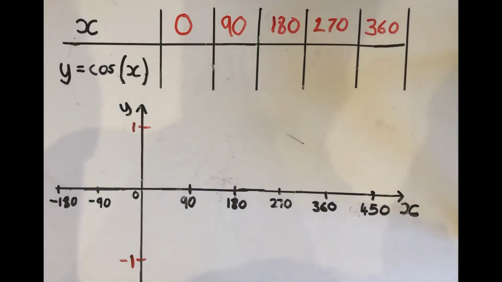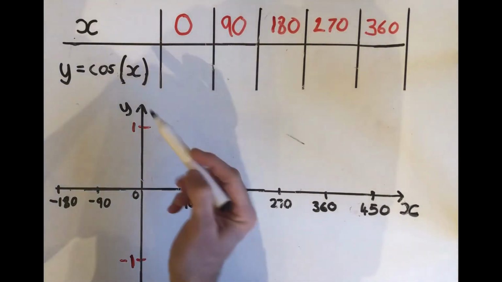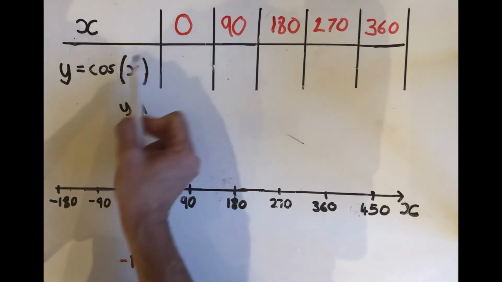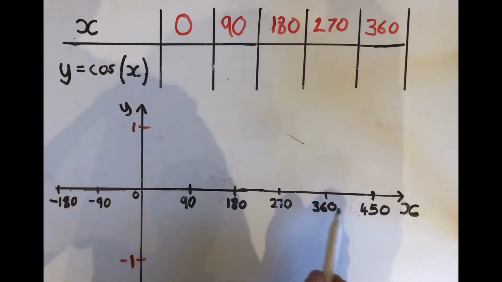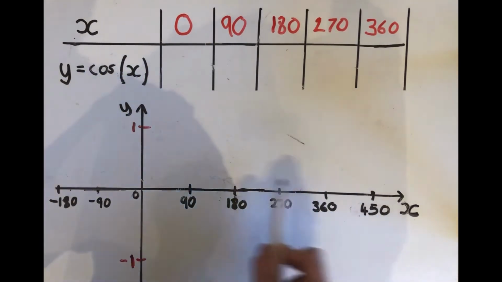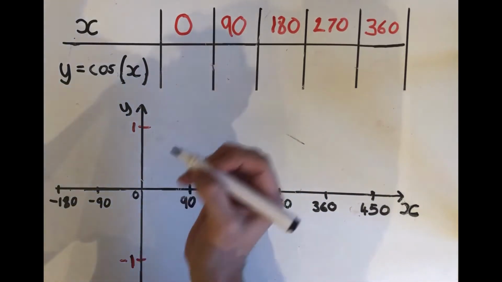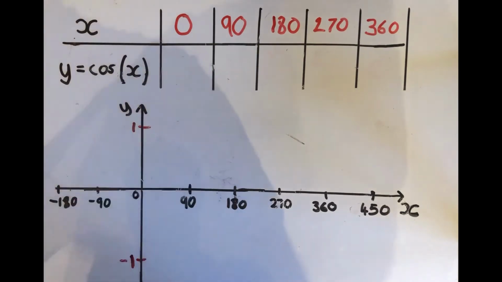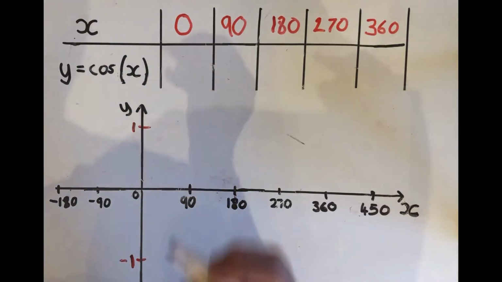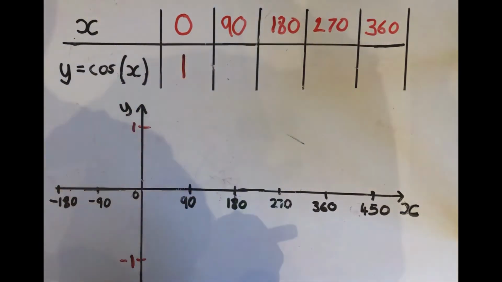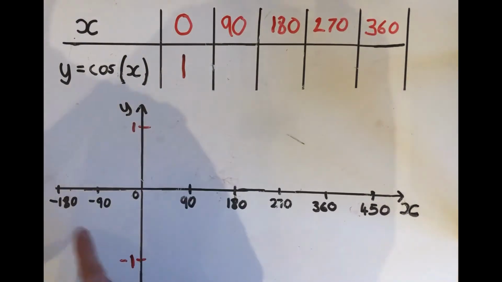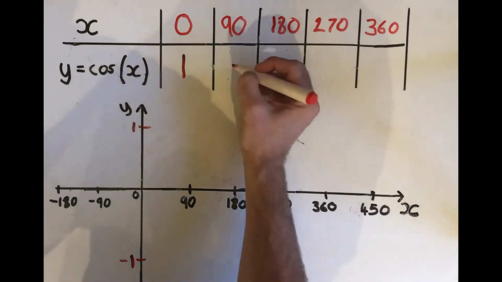Only difference this time is onto my calculator to check it. I'm going to be putting in cos of 0, cos of 90, to work out what the corresponding y values are for these x values here. So I start with the cos of 0, and it's not 0 this time actually. The cos of 0 is 1. I then put in the cos of 90 into my calculator and equals. That's 0.